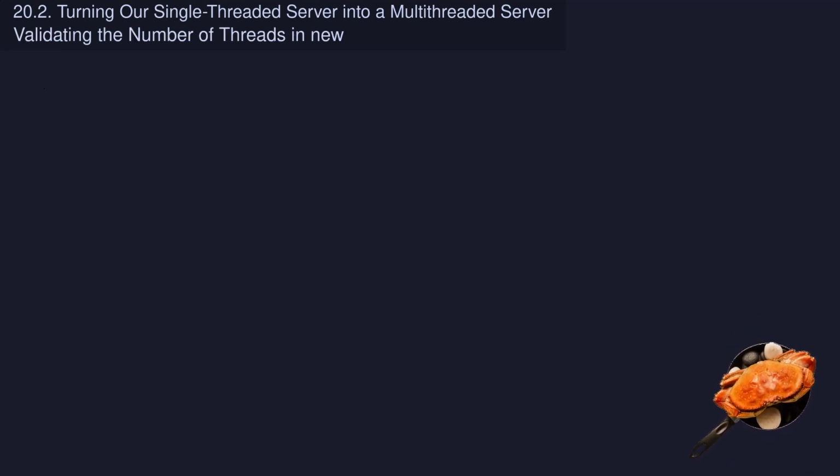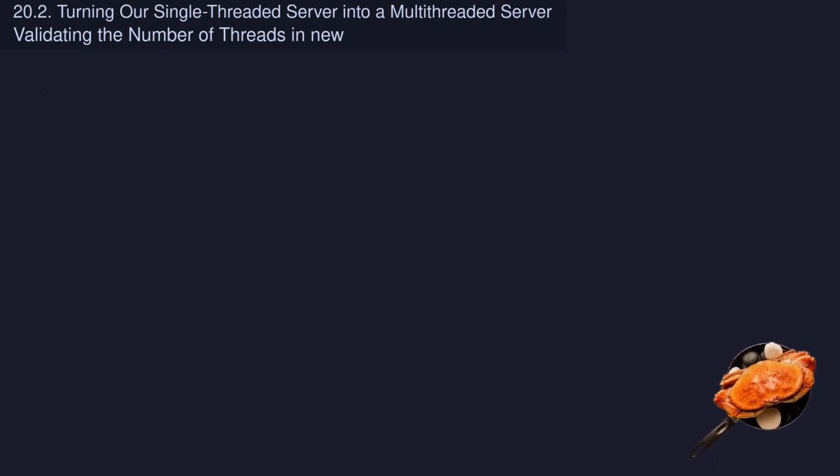Validating the number of threads in new. We aren't doing anything with the parameters to new and execute. Let's implement the bodies of these functions with the behavior we want. To start, let's think about new. Earlier we chose an unsigned type for the size parameter, because a pool with a negative number of threads makes no sense.